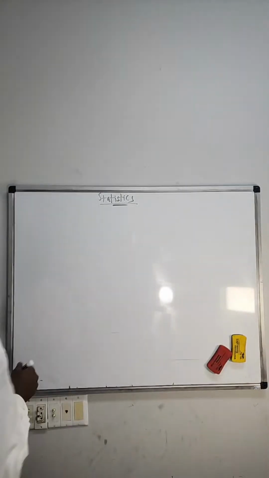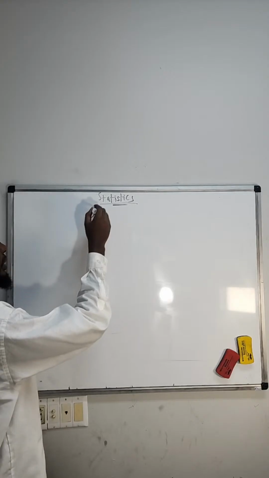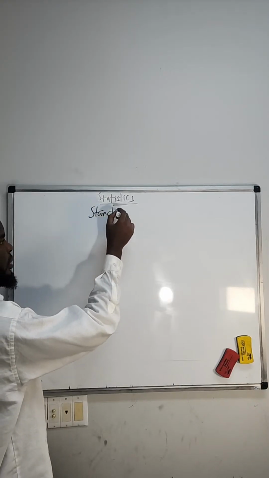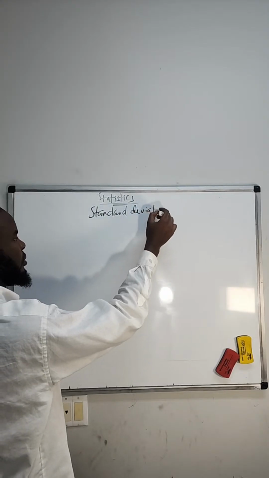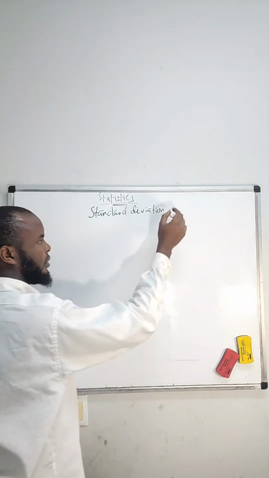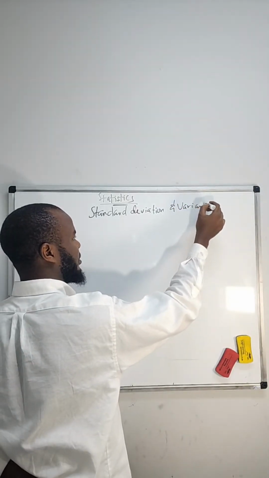We're going to start. We're talking about standard deviation. Standard deviation is the square root of variance.